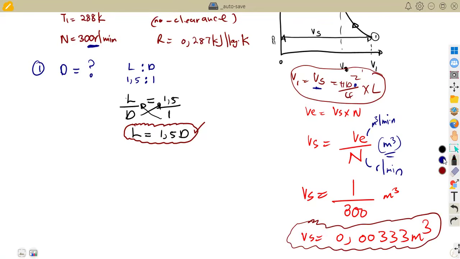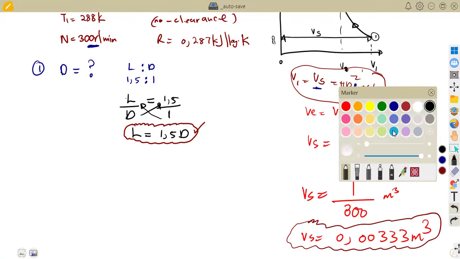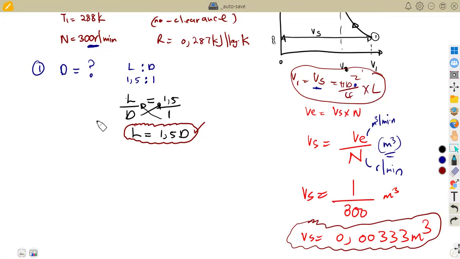But if I'm someone, I can just first have the relationship between the diameter and that VS, because I know that VS is equal to pi d squared over 4 times L. But we said L is equal to 1,5 D, because we need to find D. So you're supposed to replace this with what carries D, and it is 1,5 D. So we can make this the subject.